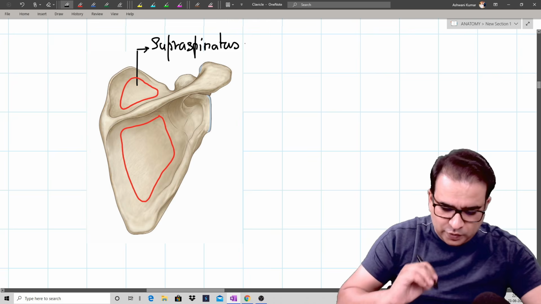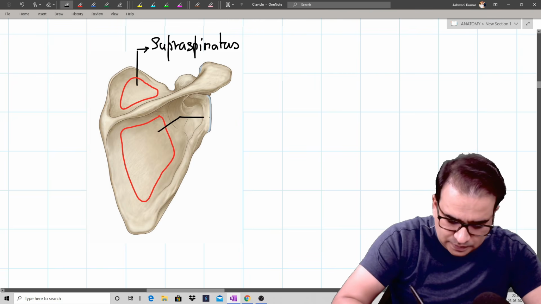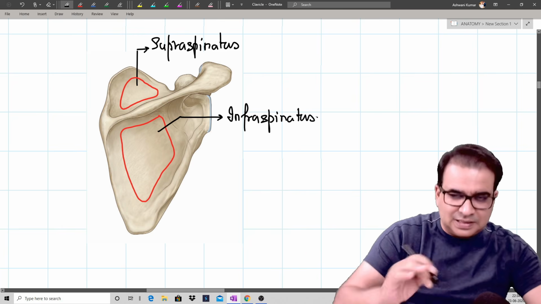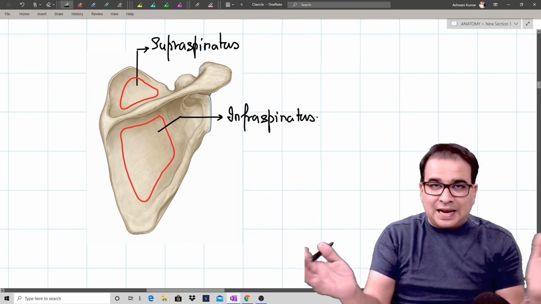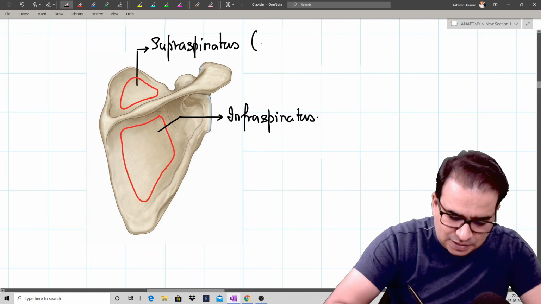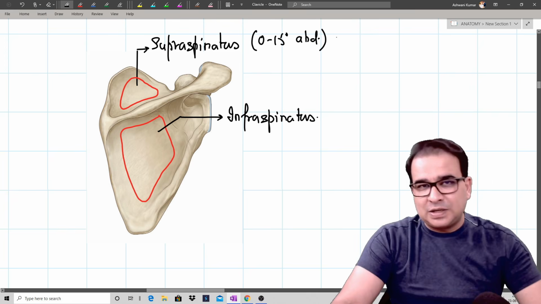I'll tell you some very, very interesting fact here. Supraspinatus, and this one here is the infra. We'll be discussing the insertion of these muscles in the humerus, and then I'll show you together also. Supraspinatus is the muscle which is responsible for the first 15 degrees of abduction at the shoulder. So initiation of abduction is done by the supraspinatus.